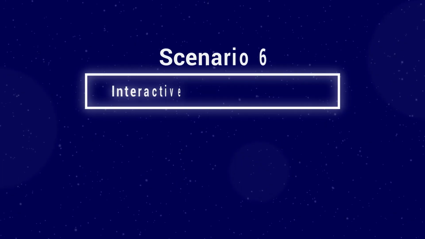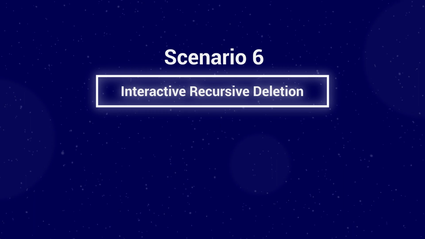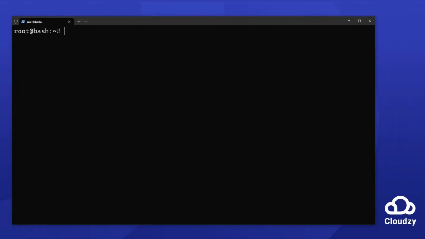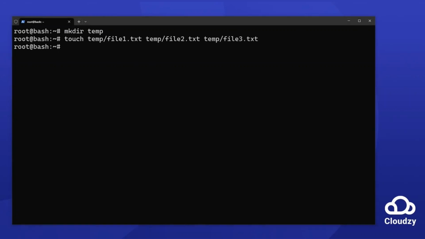Scenario 6. Interactive recursive deletion. We prepare by creating a directory named temp and filling it with files using mkdir temp and touch temp/file1.txt, temp/file2.txt, temp/file3.txt. We then use rm -ri temp to prompt the user before deleting, ensuring safety when removing multiple items.